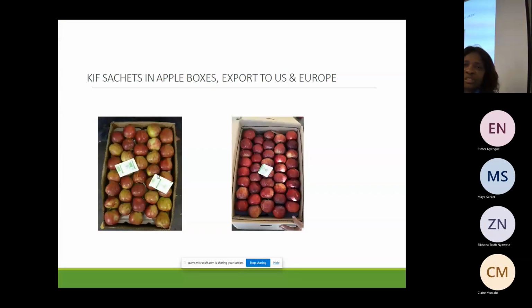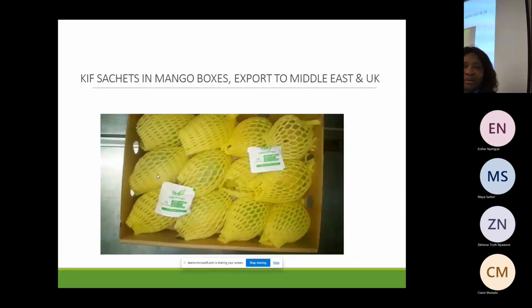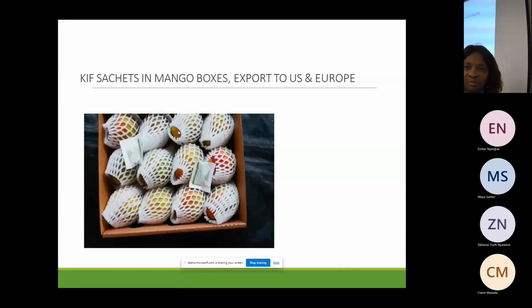And then this one here, such as being put in apple boxes. And then we also have sachets that are actually put in mango boxes. And at times you actually see a lot here in the UK, mangoes that are individually wrapped with these ones to actually make sure that they keep fresh. Again, mangoes in sachets and individually wrapped.